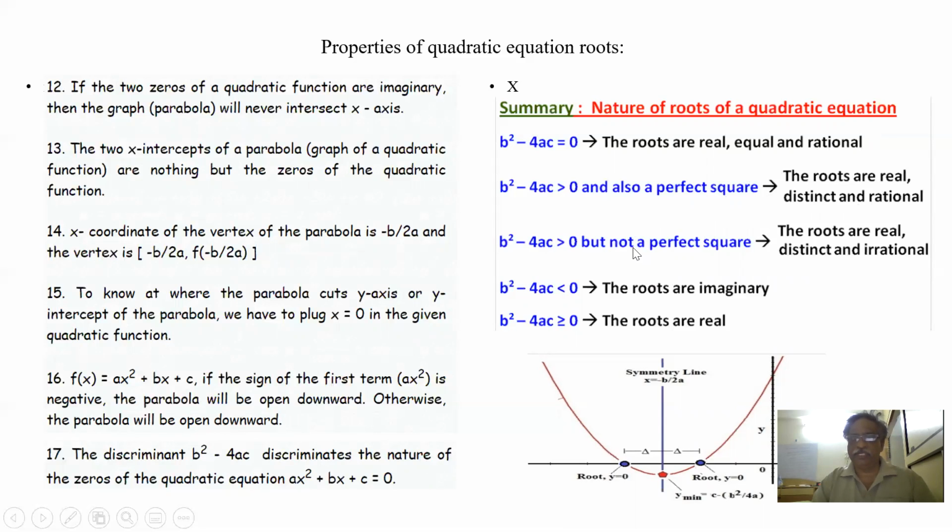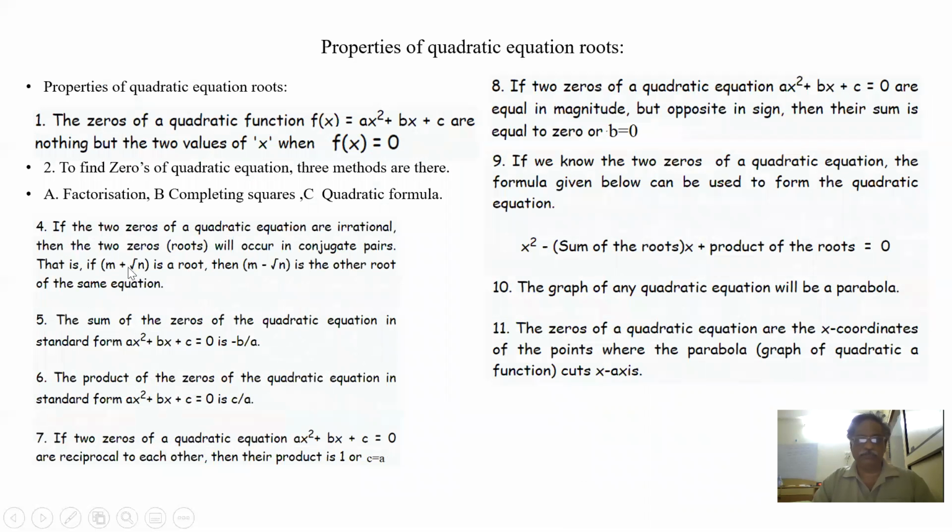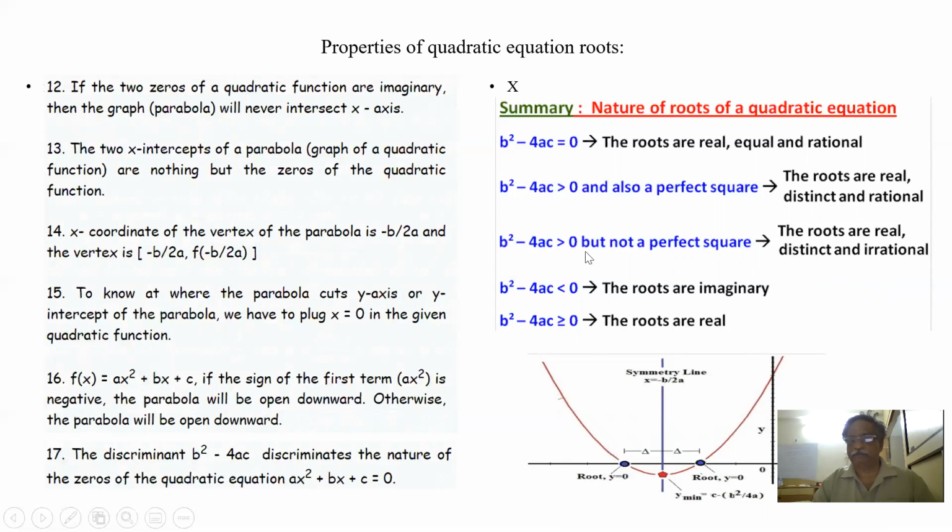If they are not perfect squares, then we have irrational roots, m plus root n and m minus root n, like a conjugate pair, as we have just seen. If the discriminant is less than 0, then the roots are imaginary.